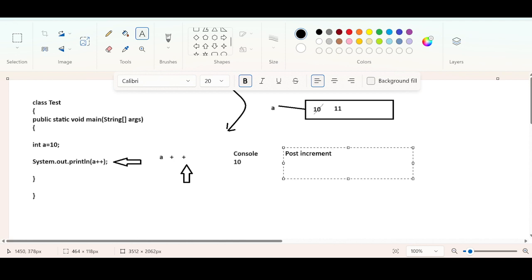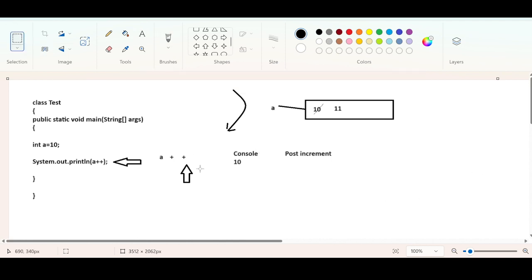So this is one of the interview questions. We expect the value to be 11, but the value is 10. Why is the value 10? When you use the post increment operator, you put the operator after the variable. First it will see the variable, and without doing anything, it will display the value in the console. Then it will perform the increment operation, and the value 11 will be stored inside the memory. As simple as that.